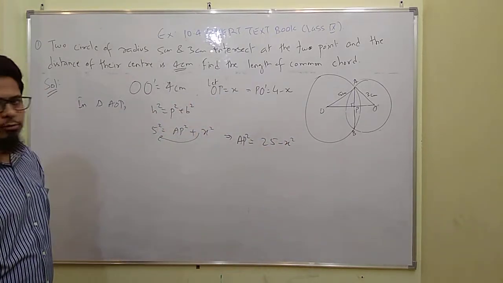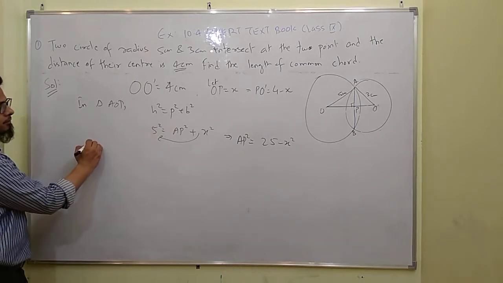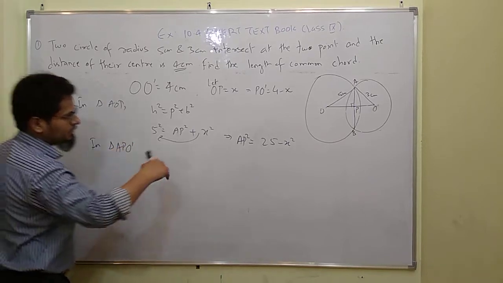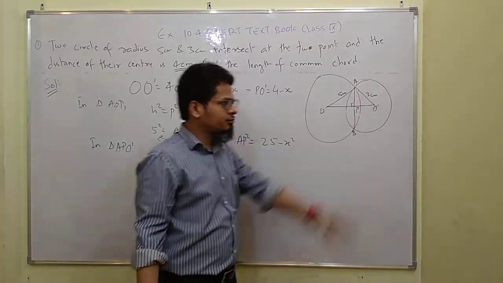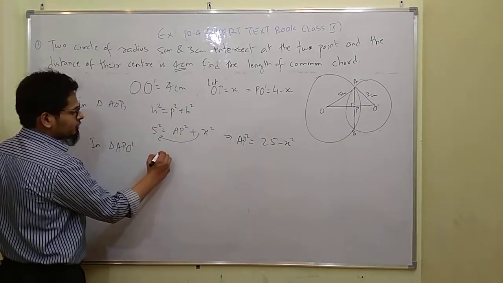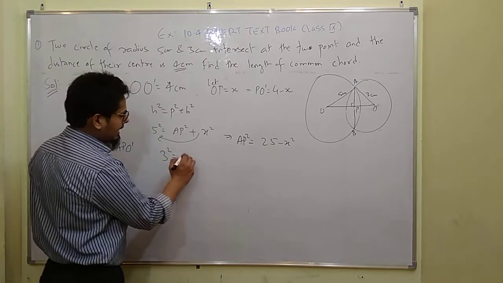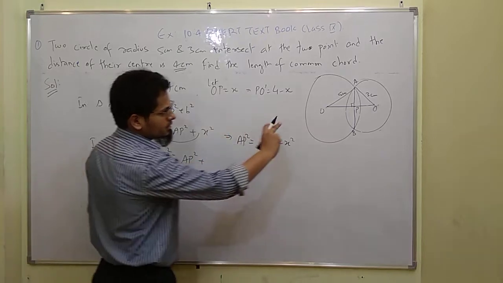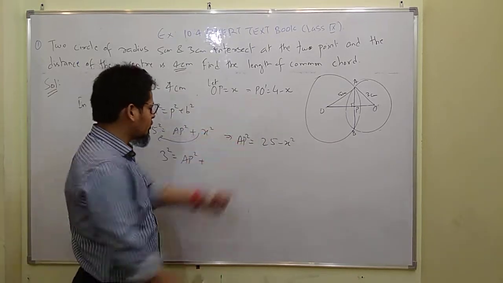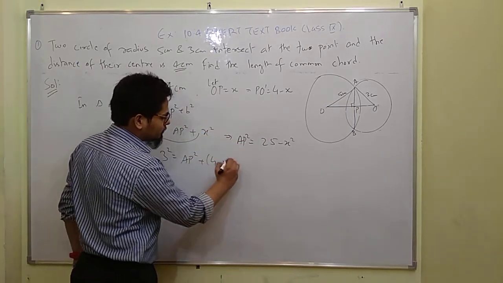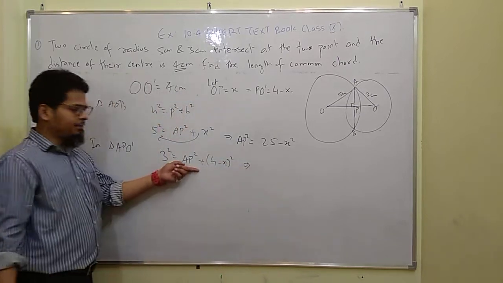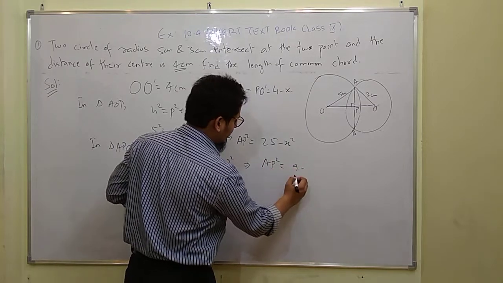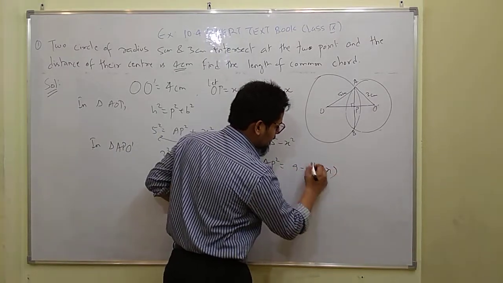Second, the same thing I am going to apply in triangle APO dash, meaning in the next, adjacent triangle, applying Pythagoras theorem. It is 3 square equals AP square plus side PO dash square. PO dash is 4 minus x, so applying here 4 minus x whole square. So find the value of AP square: AP square is equal to 9 minus 4 minus x of whole square.